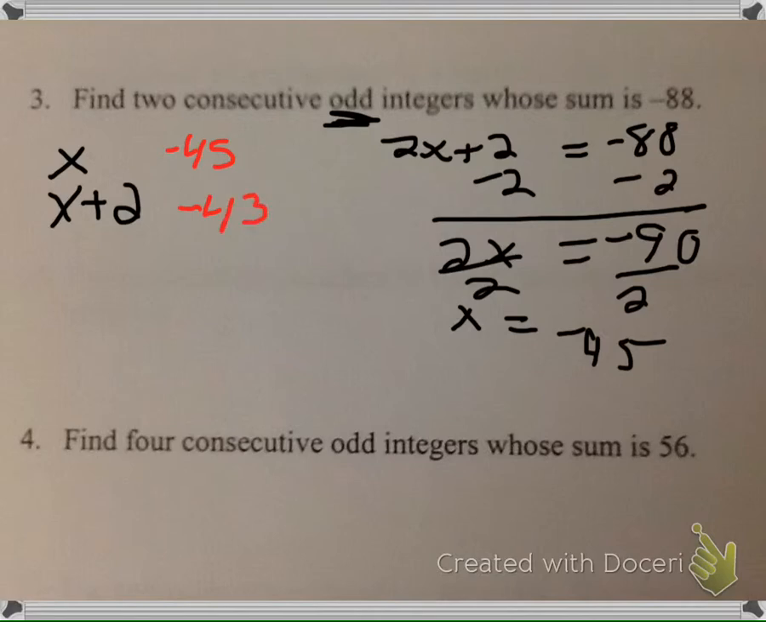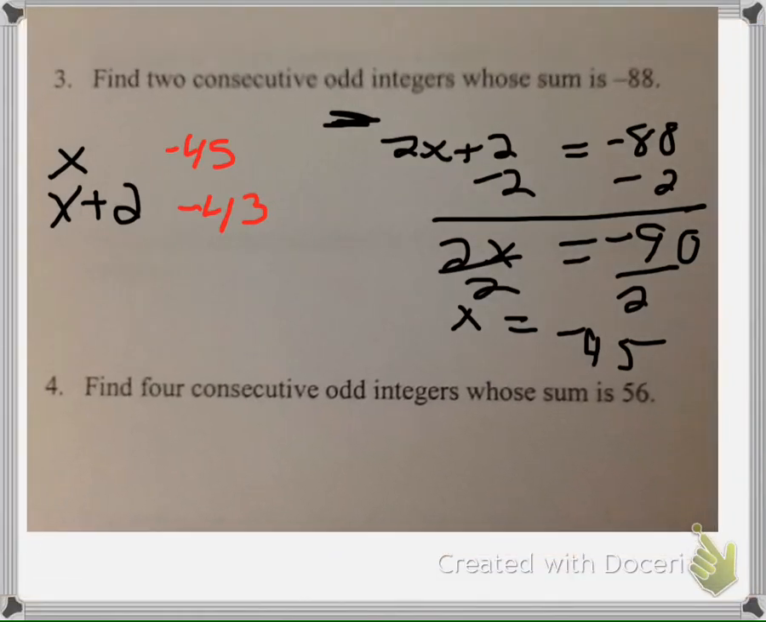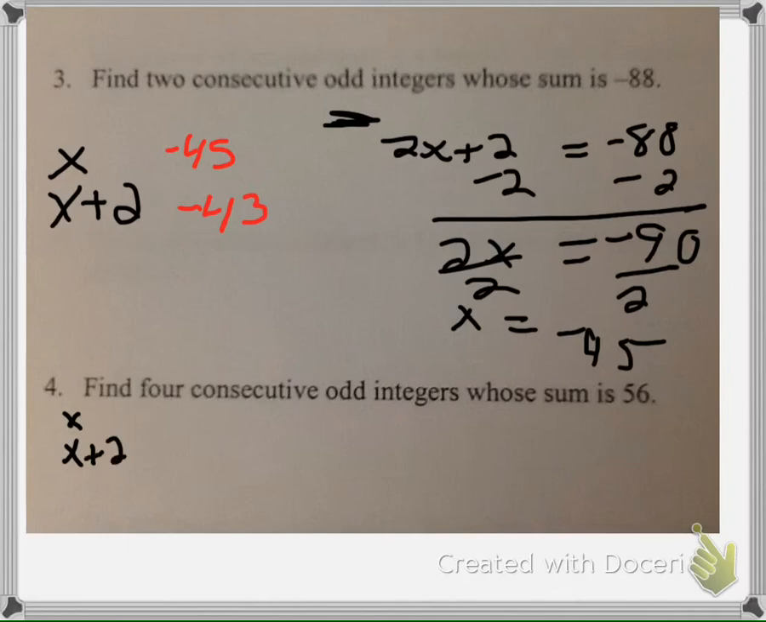Last problem, and I hope this really helps you feel like you've got this now. Okay, find 4 consecutive odd integers whose sum is 56. So the first one's x, and the next one's 2 away from that, so x plus 2. And then the third odd integer is 4 away from the first, and the last one is 6 away from the first. Okay? And so now they're all equal to 56.